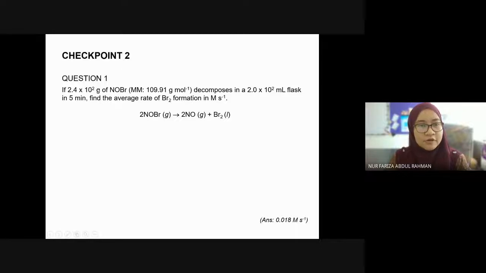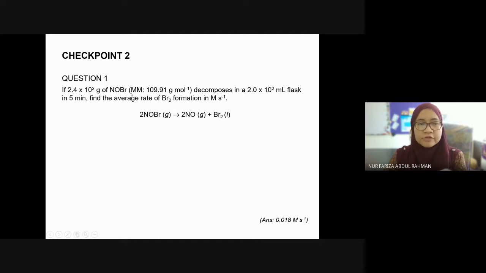Information is given in terms of gram. And for NOBr, the reactant, but the question is asking for Br2. Okay, nampak tak? Of course you need stoichiometry. The information is given for NOBr, but the question is asking for Br2. So for this one you need to have a relationship in order to relate these two.